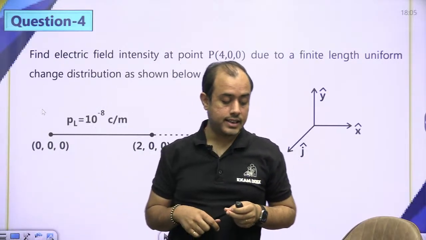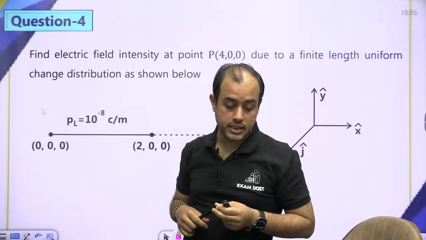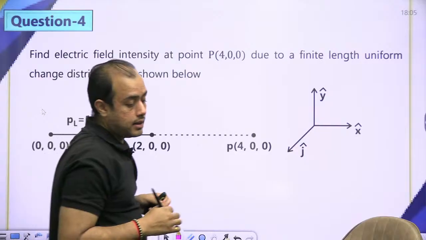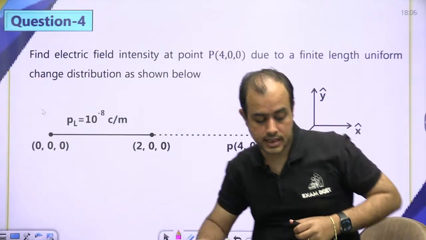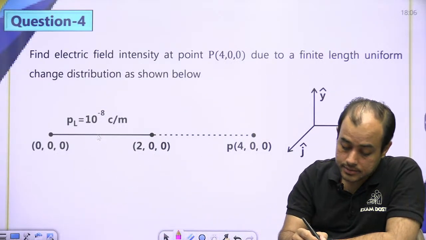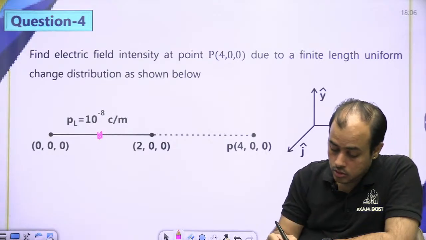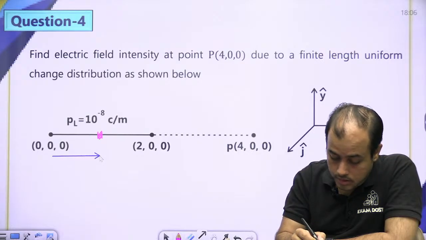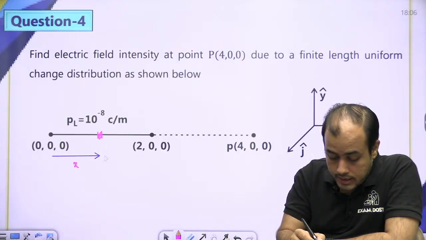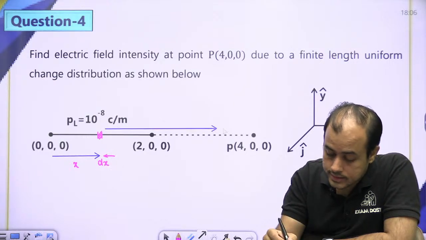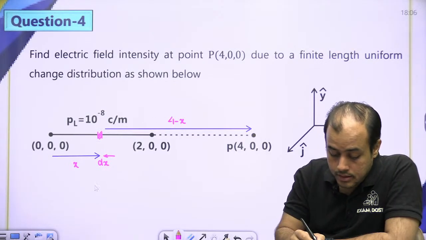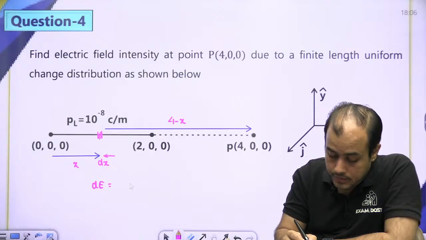Find electric field intensity at (4,0,0) due to a finite length uniform charge distribution. Now, how to find the electric field beta? It is a positive charge. So, take a small charge here. So, what is the distance? 4 minus x.